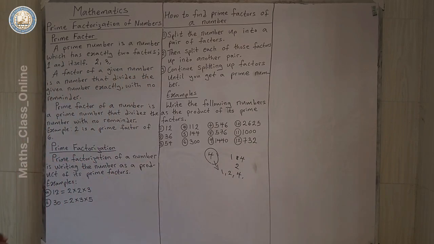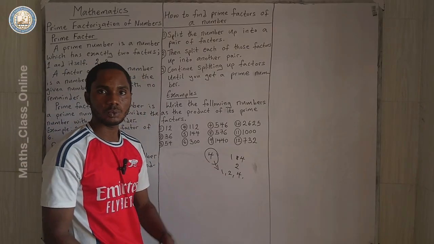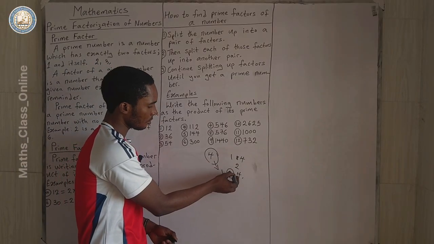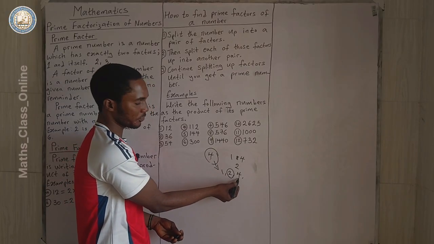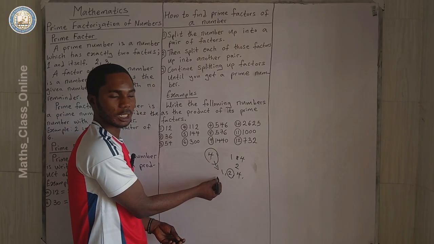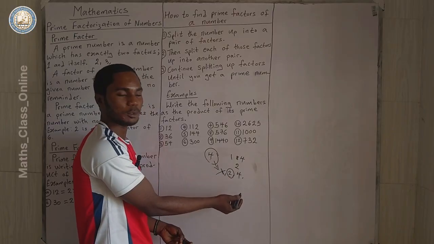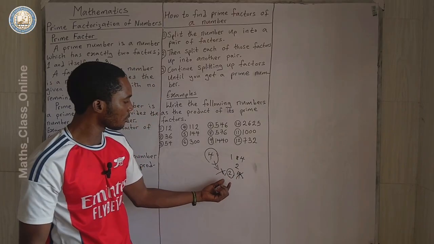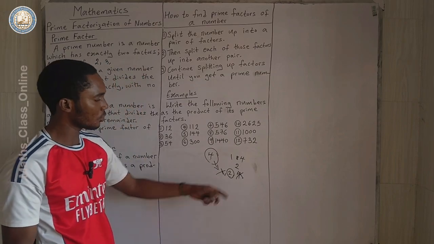Prime factor. A prime factor of a number is a prime number that divides the number with no remainder. The prime factor of 4 is 2. How? We have the factors of 4 to be 1, 2, 4. Is 1 a prime number? No. Is 2 a prime number? Yes. Is 4 a prime number? No. The only prime number we have here is 2. That means the prime factor of 4 is 2.